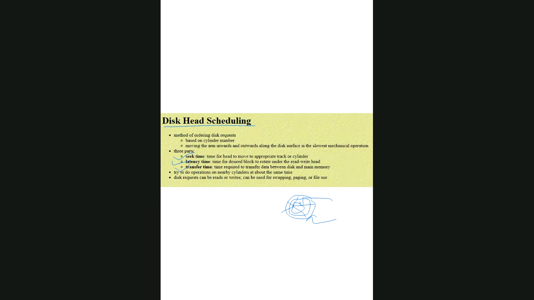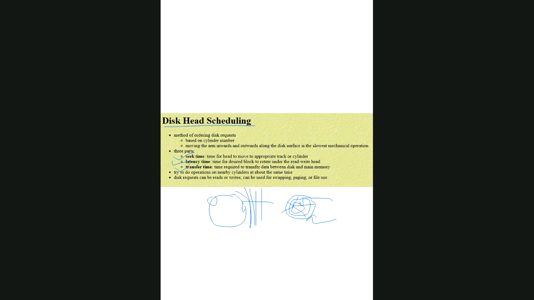Seek time is nothing but the time for the head to move to the appropriate track or cylinder. So your read write head may move from this track to another track. The amount of time the read write head takes to move from one track to another track is called seek time. Latency time is, for example, you see this is your track, and this is the read write head on the track, and your data is present here, and there are some 5,000 tracks like this. There are many tracks. So the read write head has traveled from all the way to this track. This is called seek time.